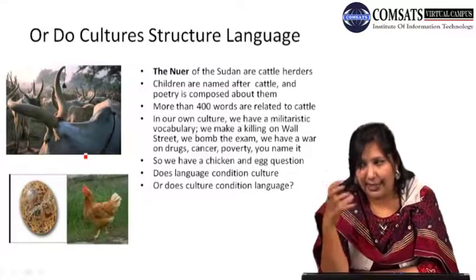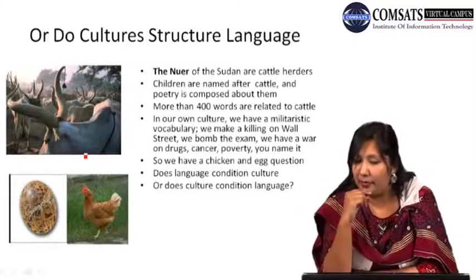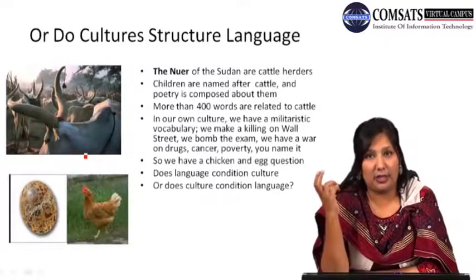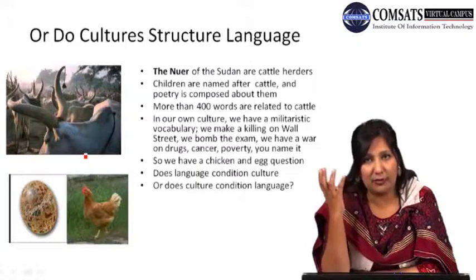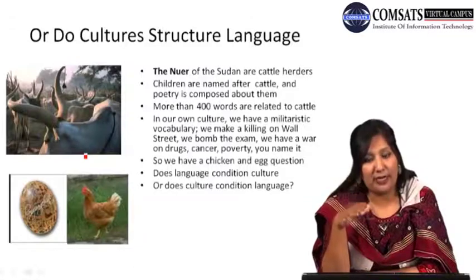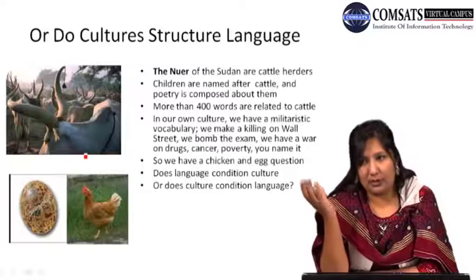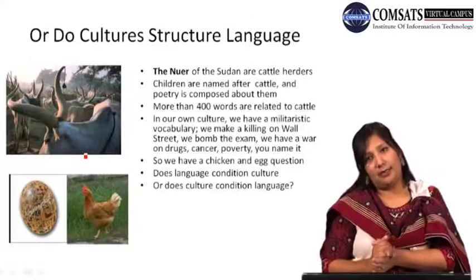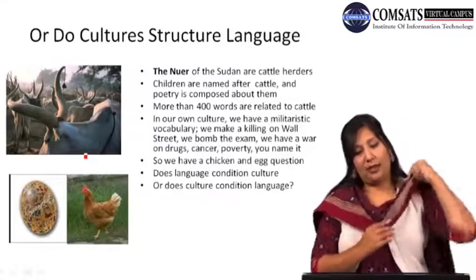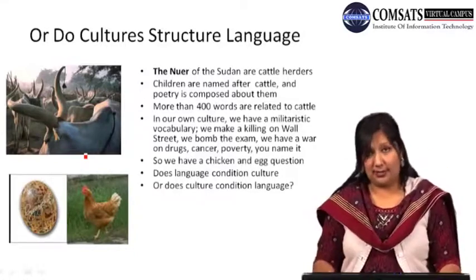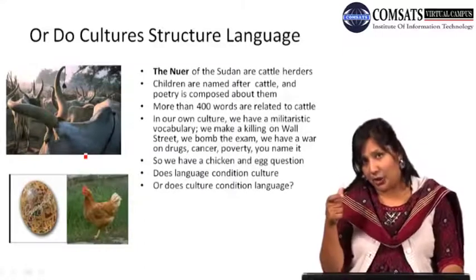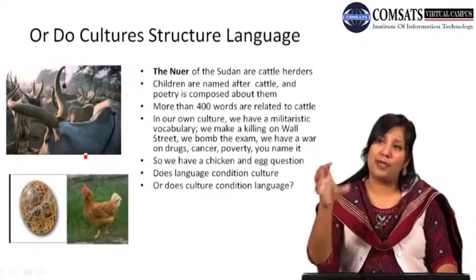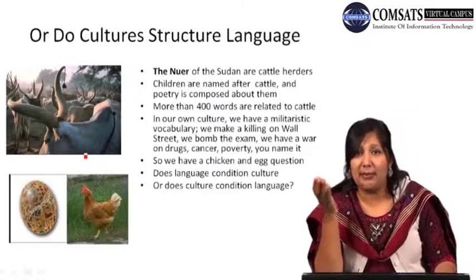What do they do in that specific speech community? Children are named after cattle, as they are a community of cattle herders. So they name their children after cattle, and poetry is composed about them. True, because this is their culture. So their language is affected by cultural traditions. More than 400 words are related to cattle. Again, the vocabulary shows the language influenced by the culture. More than 400 vocabulary items relate to one specific field, cattle, because they themselves are cattle herders.